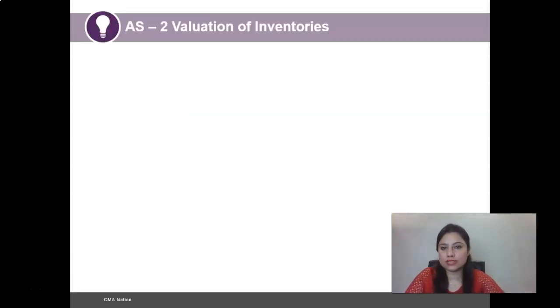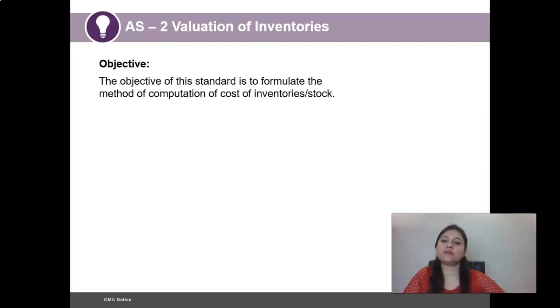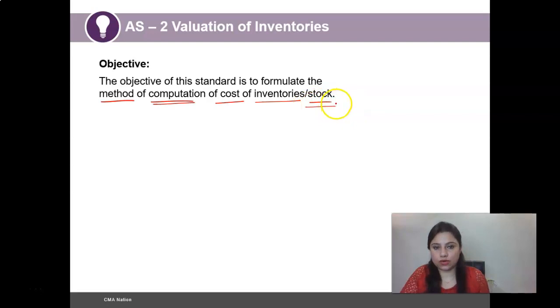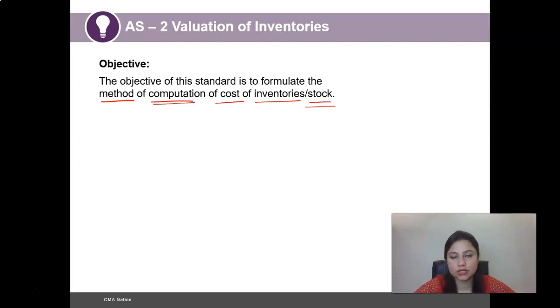So starting with the accounting standard and firstly looking at the objective of this particular financial accounting standard. The objective of this standard is to formulate the method of computation of cost of inventories or stock for that matter. So inventories are the stock of that particular company. Once the goods are purchased at a particular date, the challenging part is that, for instance, you have purchased goods worth rupees 50,000, and out of those goods you have sold goods worth rupees 40,000. That means 20% is still left with you.